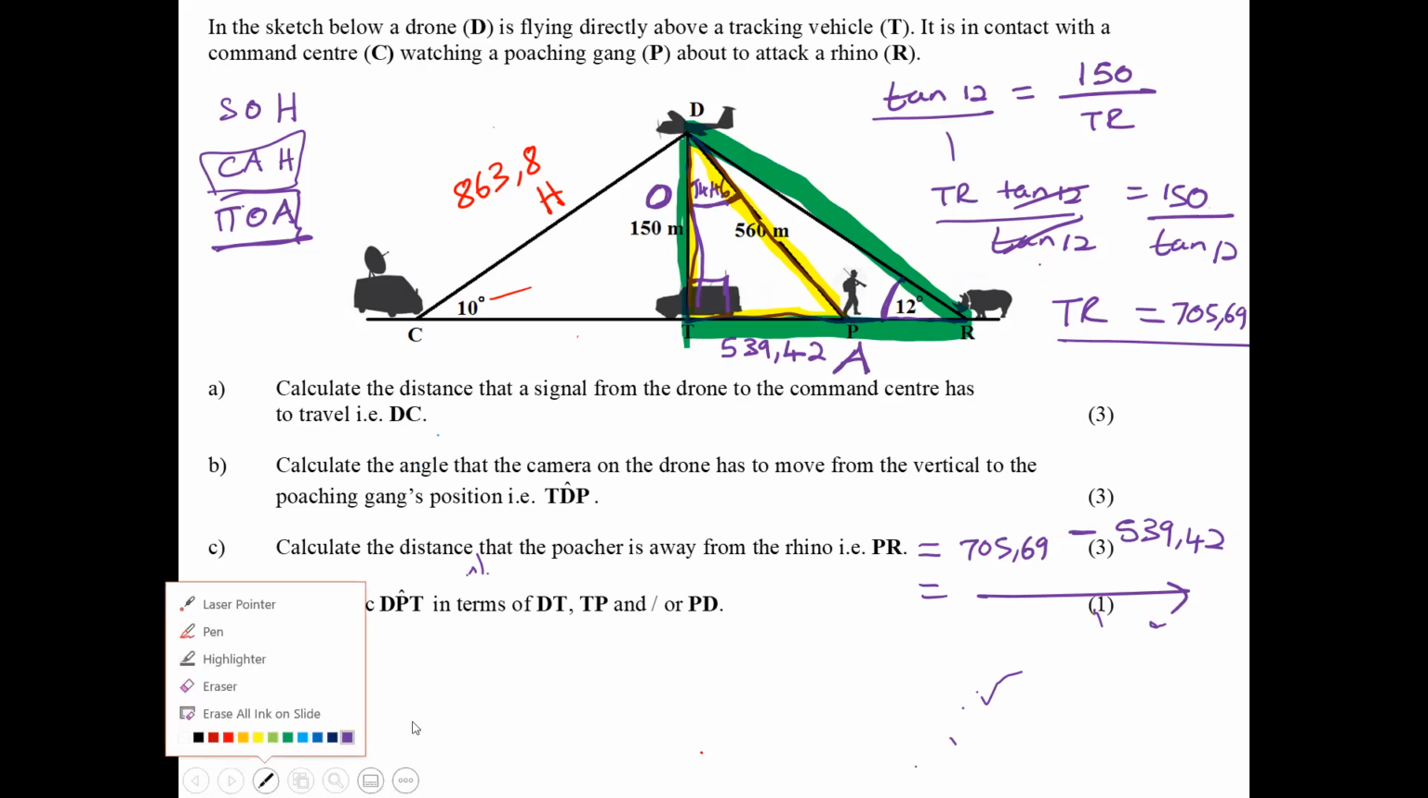All right. Ready to move on? So those are what we look at with right angle triangles, using sine, cosine and tan.